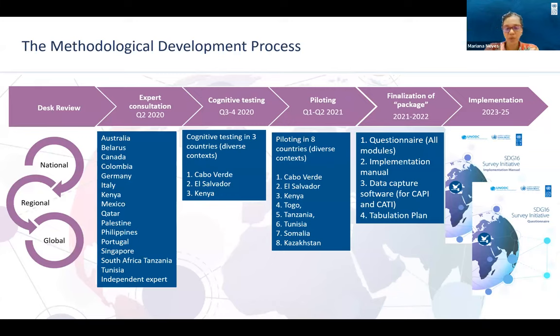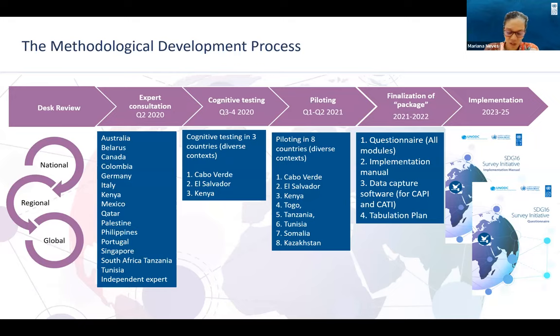Once we concluded that, we went through piloting. And in the piloting phase, we had eight countries with very different contexts. We had a small island developing state, Cape Verde. We had a very big country like Kazakhstan. We had Tunisia, and Somalia, a conflict-affected country. So it was very diverse, and the modules of the survey behaved differently depending on the countries.